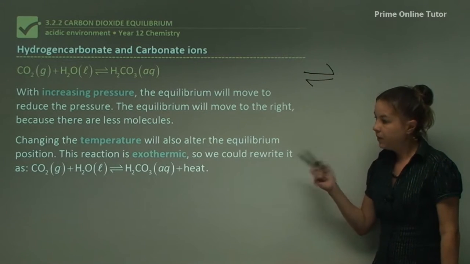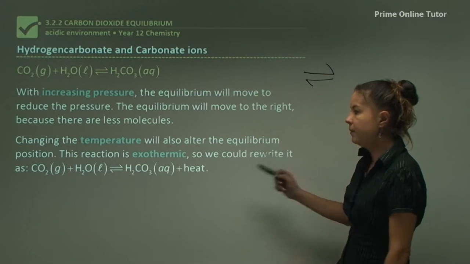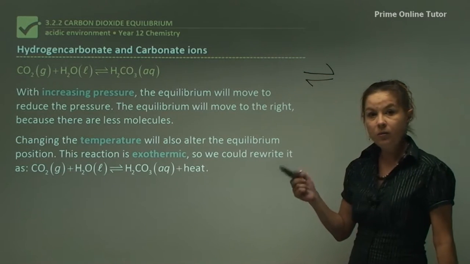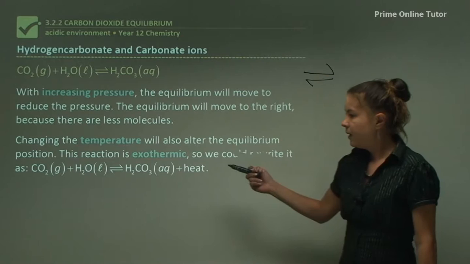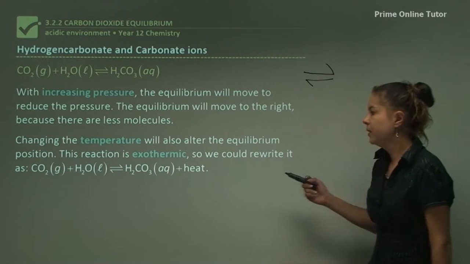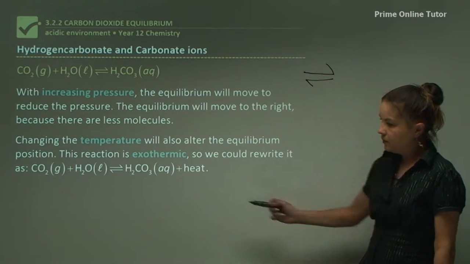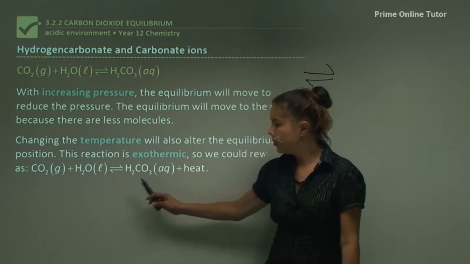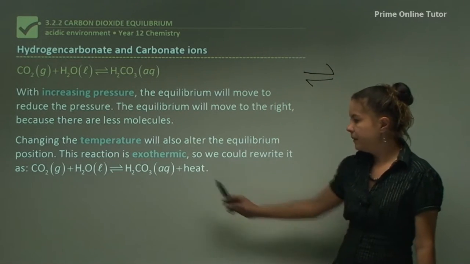Again, changing of conditions, looking at temperature now. Changing temperature will also alter this equilibrium. And this reaction is actually exothermic, so heat is given off. So we could rewrite it: CO2 gas plus water going to hydrogen carbonate and heat.